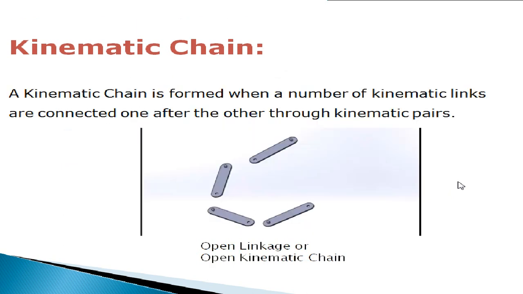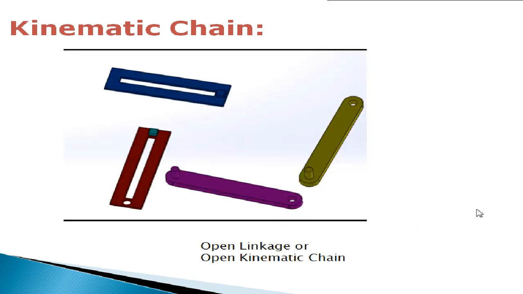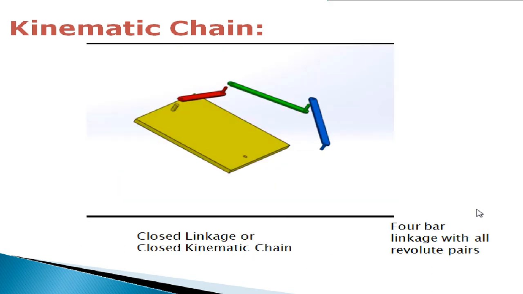Okay, so let us briefly see what we mean by kinematic chain. A kinematic chain is formed when a number of kinematic links are connected one after the other through kinematic pairs. The first two examples we have seen are open kinematic linkages or open kinematic chains. Let us try to see an example of a closed linkage.